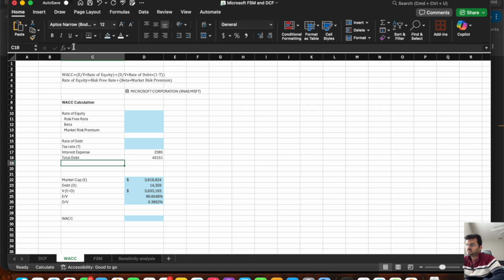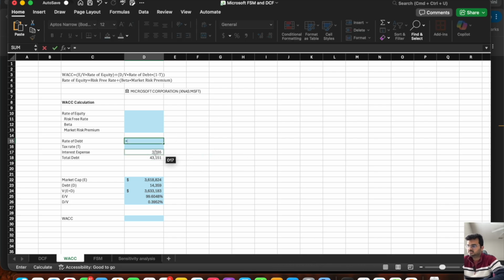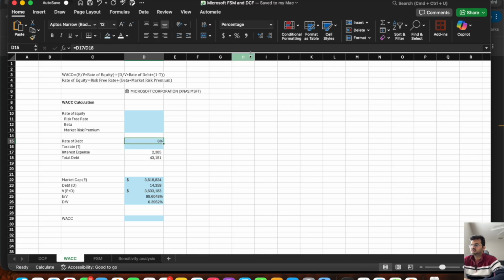If I just need to calculate the rate of debt, I'll just divide these two numbers. That will give me the rate at which they are paying the interest. So this one divided by this one, and this should be in a percentage. Say 6%. Even though it says 5.53, I feel if you go and look at any accurate data provider, the number will be lesser, say around 4 or 4.5. But since I don't have that information, I'm just using this as a proxy.